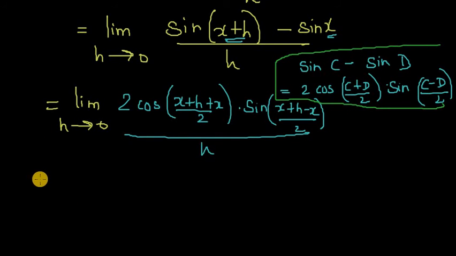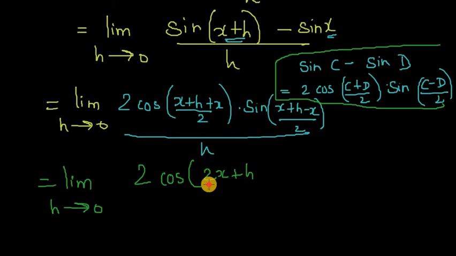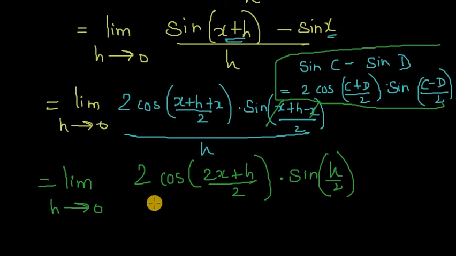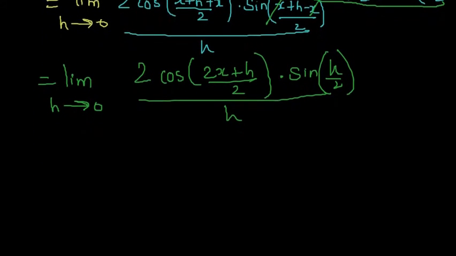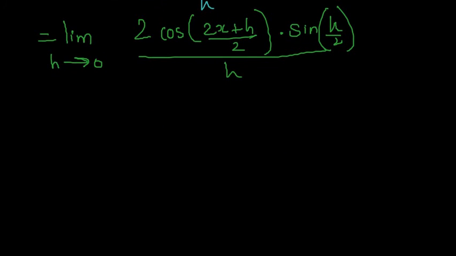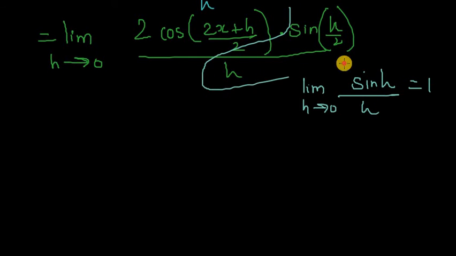Okay. Now let us simplify the numerator. Limit h tending to 0 of 2 into cos of 2x plus h by 2 into sin, if you see, x gets cancelled, h by 2, whole thing divided by h. In the denominator we have h. We will try to eliminate that. How can that be done? We know that limit h tending to 0 of sin h upon h equals 1. So we will try to keep this h with sin h by 2 and we will eliminate that.